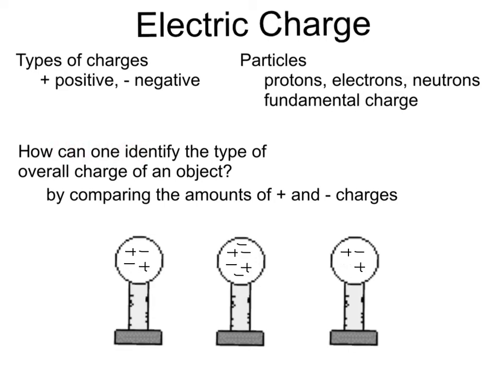So how can one identify the type of overall charge of an object? Well, that's by comparing the amounts of positive and negative charges. If we look at this metal sphere on the left, we see it has 2 negative charges and 2 positive charges, and thus its overall charge is neutral.